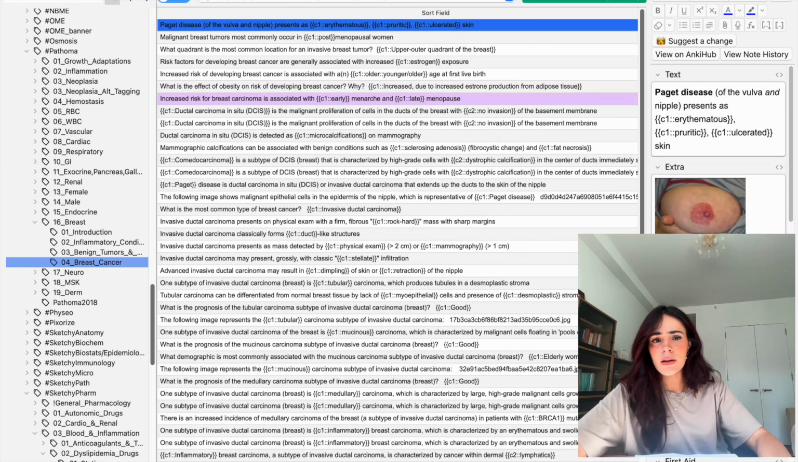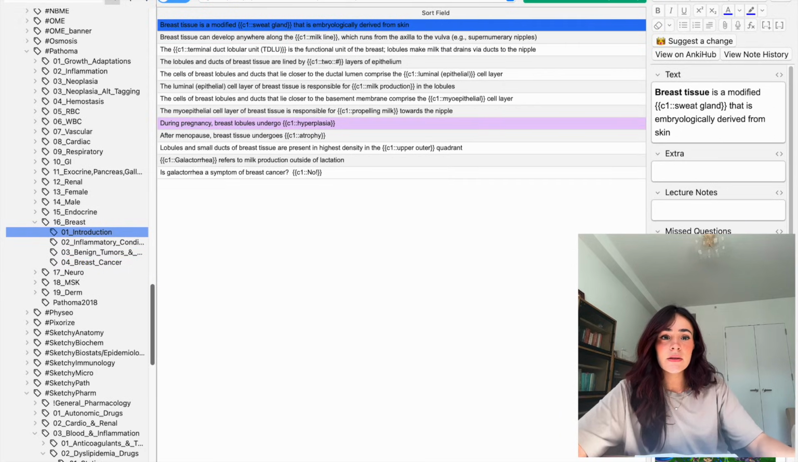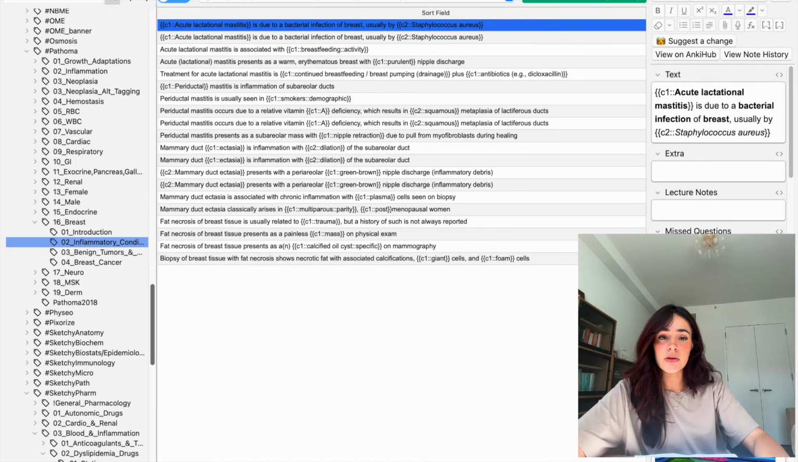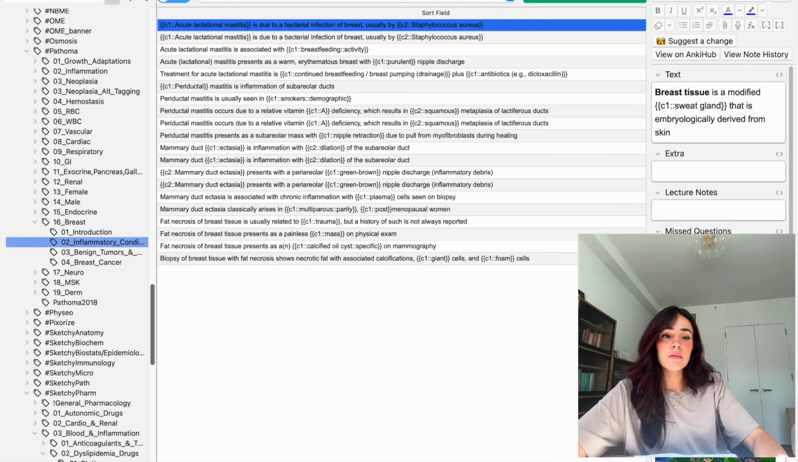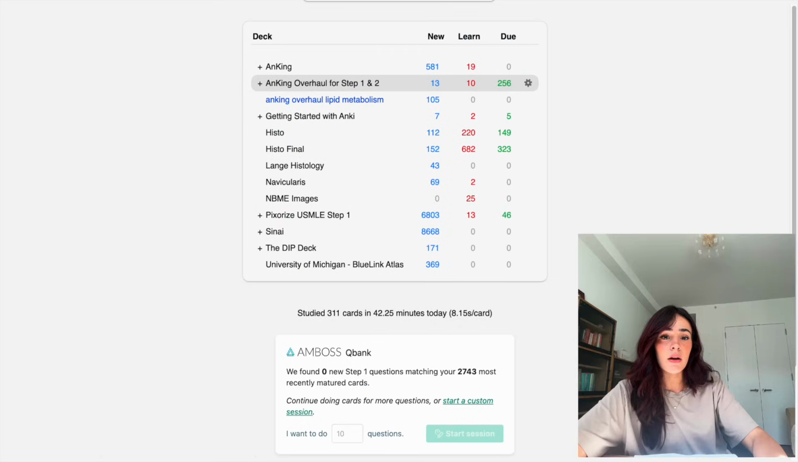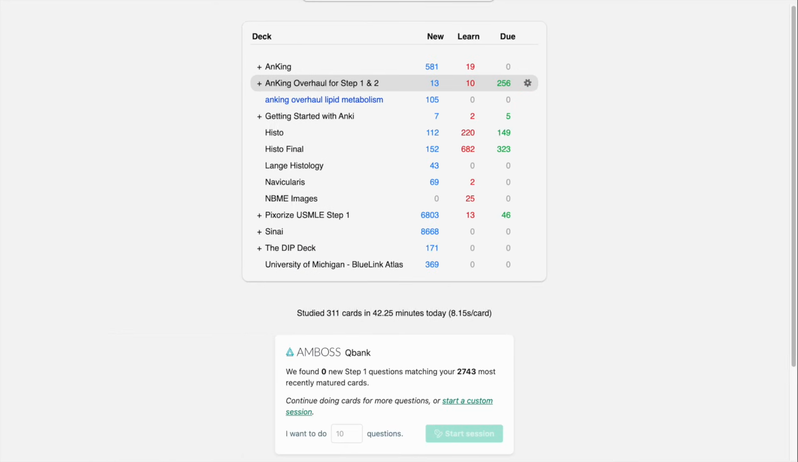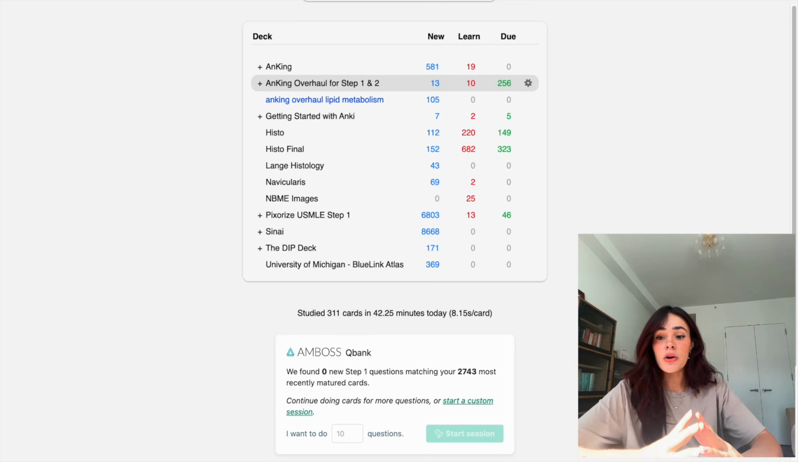So now it's unsuspended already because I already did this. But say I watch the introduction and inflammatory conditions in a row. I would go back, I would unsuspend these, and then I would go to my Anki, and I would do them right away. If you're going to do your Anki cards right away, make sure you understand the cards.